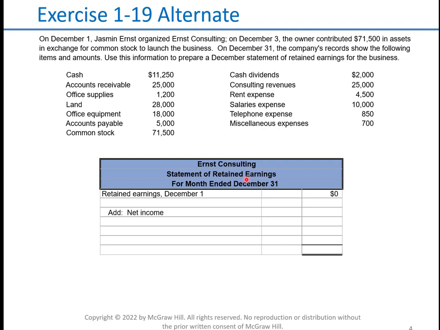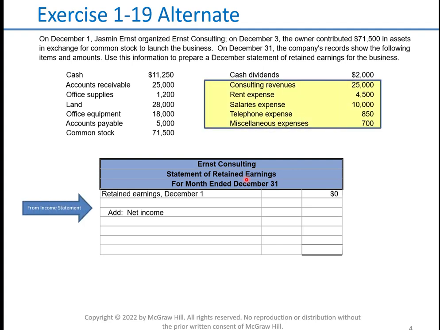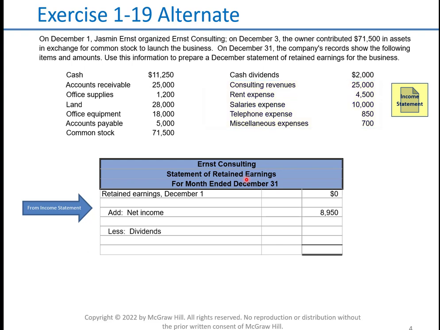The reason we had to prepare the income statement first was because we add the net income to the beginning balance of the retained earnings statement. So recall that number was $8,950. Next, we subtract our dividends, which are $2,000. So retained earnings beginning balance of 0 plus net income of $8,950 minus dividends of $2,000. Then that is how we determine our ending balance of $6,950.